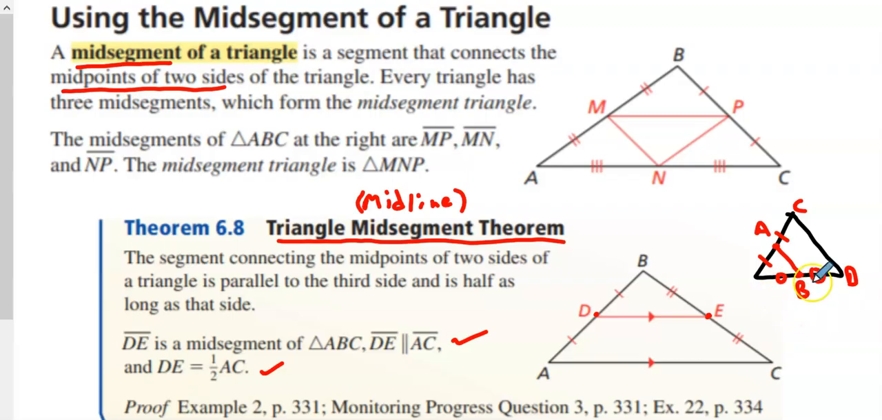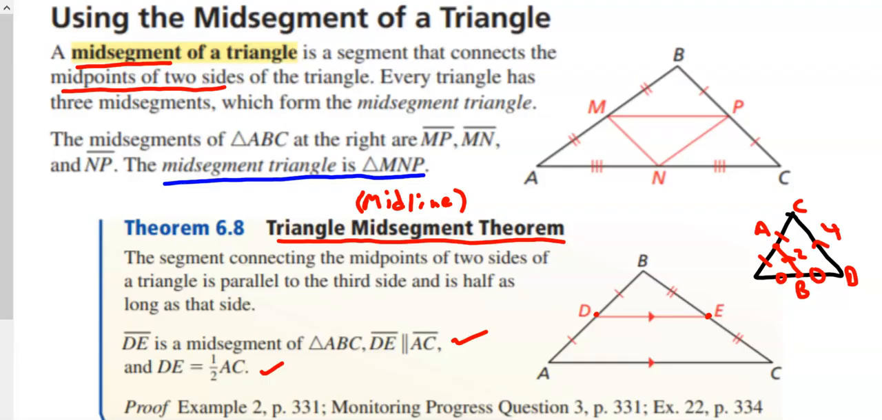So again, if I'm referring to this diagram up here, AB would be parallel to CD, and AB would be half the length of CB. So if CB was 4, this would be 2. Okay? So you have three mid-segments in every triangle, and if you connect all your mid-segments like you have up here, you form a mid-segment triangle. The mid-segment triangle is triangle MNP here because it connects all three of those mid-segments of the triangle.